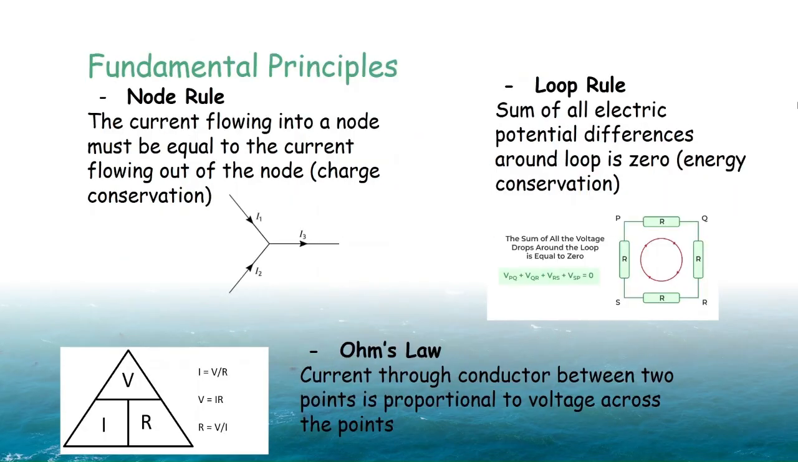Going into the fundamental principles, we have the node rule, which is that the current flowing into a node must be equal to the current flowing out of the node, and this is the result of the conservation of charge. We have the loop rule, which is that the sum of all electric potential differences around a loop is zero, and this is a result of the conservation of energy. And we have Ohm's law, which is that the current through a conductor between 2 points is proportional to the voltage across the points, and this is calculated by V = IR, where V is the voltage, I is the current, and R is the resistance.